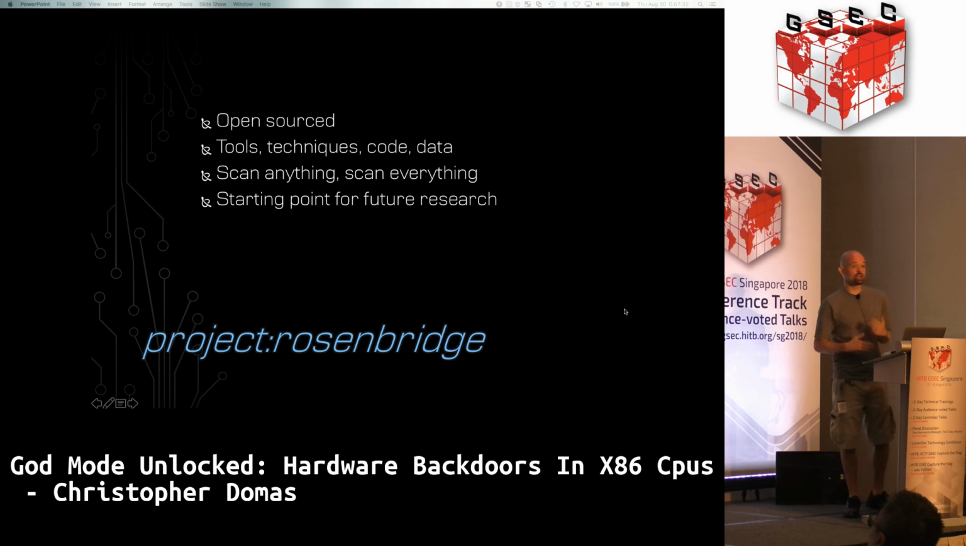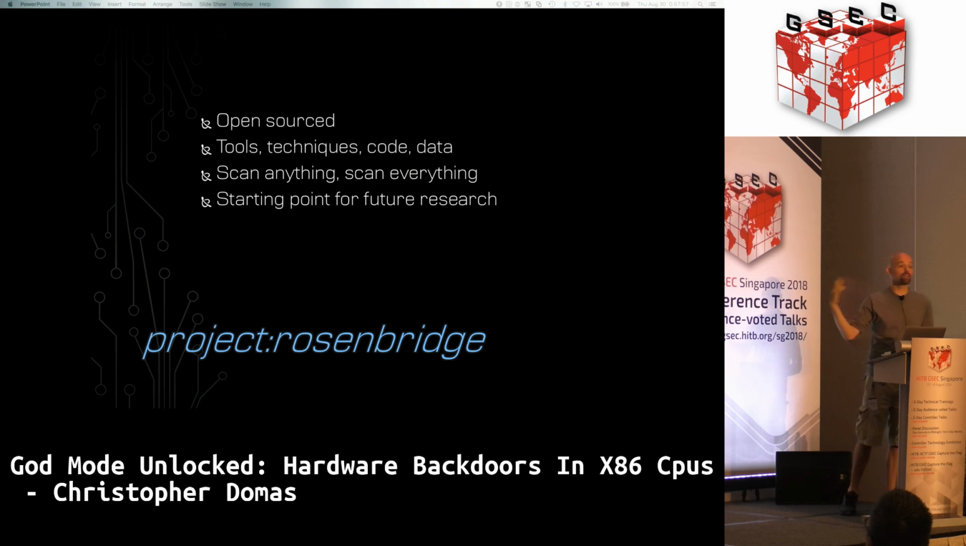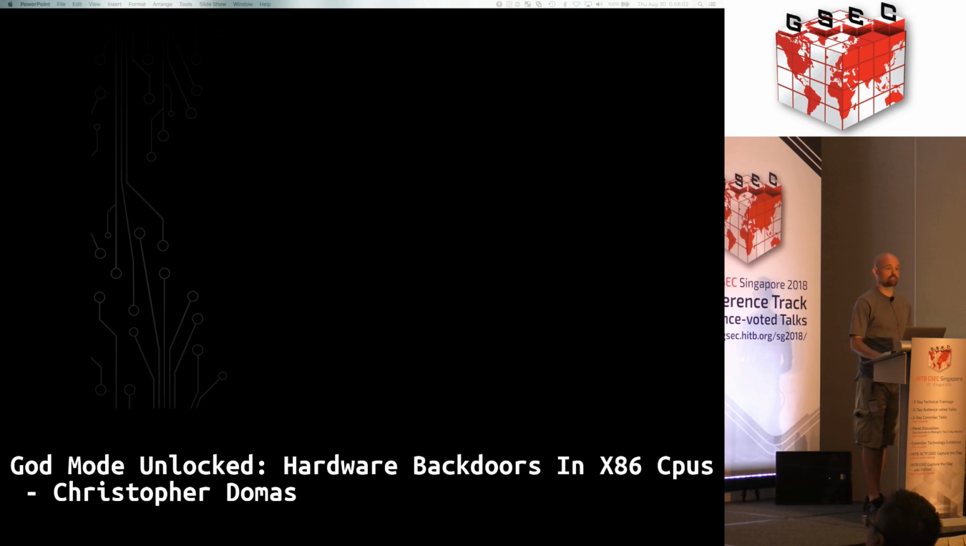So along those lines, I've open sourced all of this as what I'm calling Project Rosenbridge. Basically, all the tools and techniques, the code and the data that I've illustrated here are now available online. And I'm really hoping that people will be able to use this as sort of a jumping off point for deeper processor security research. I think a lot of the ideas shown here are not unique to the VIA C3. They're things that we can apply to modern processors right now. And I hope that we can use these to sort of dig deeper and see what processors are really doing.